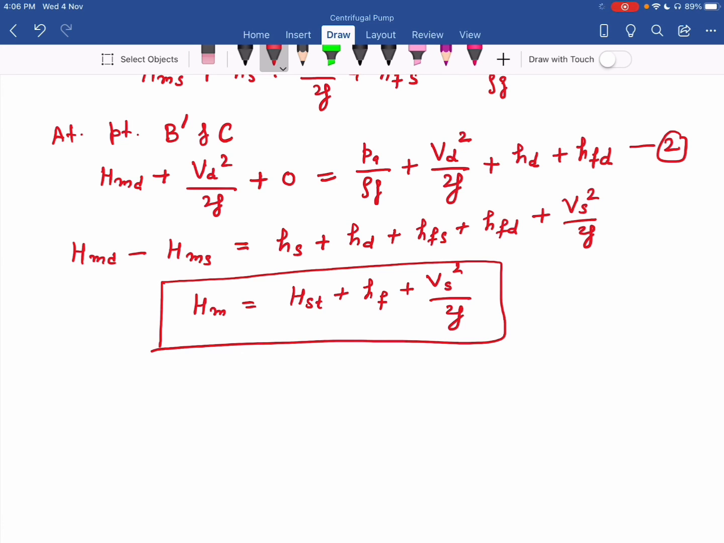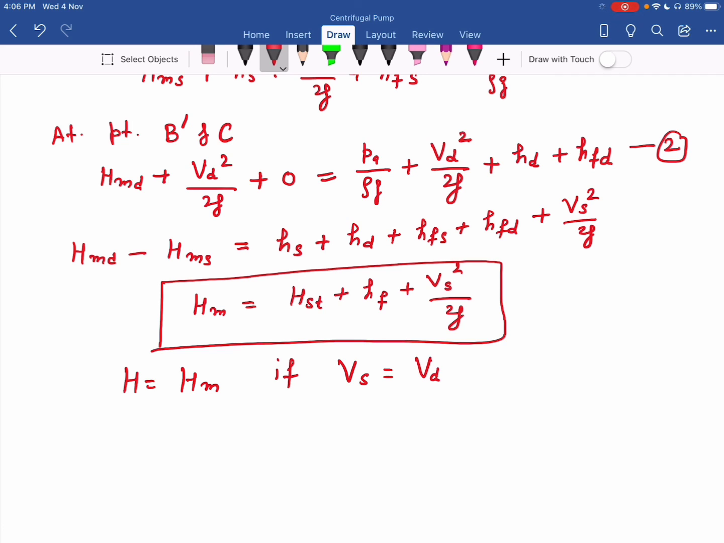So the difference is in the velocity head only. You can say my H is equal to HM if Vs is equal to Vd. It is to be noted here that H is the total increase in energy of the liquid by the pump, whereas HM is the gain in pressure energy only.